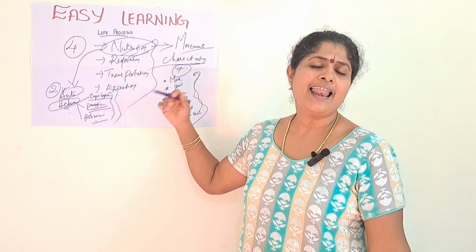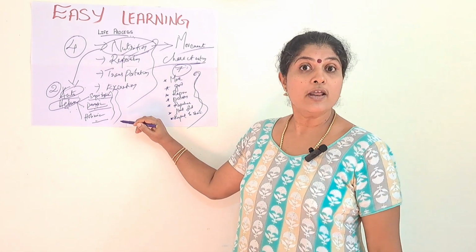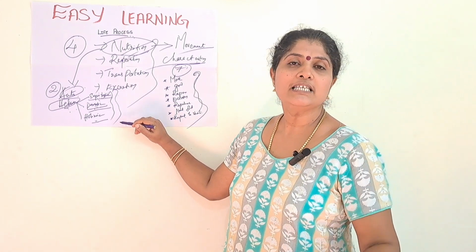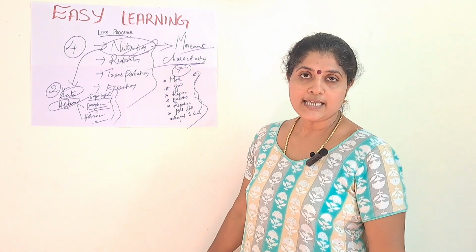A simple example is the lice which is present in our hair. That is a simple example which will help you remember. Okay, it will be easy for you to remember. So that is one example for parasitic nutrition.